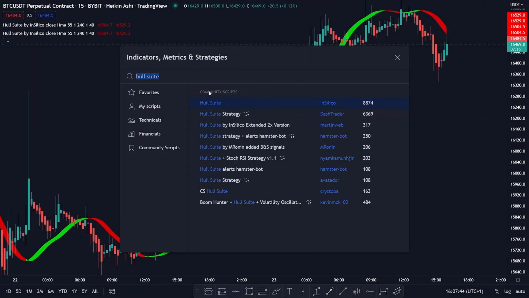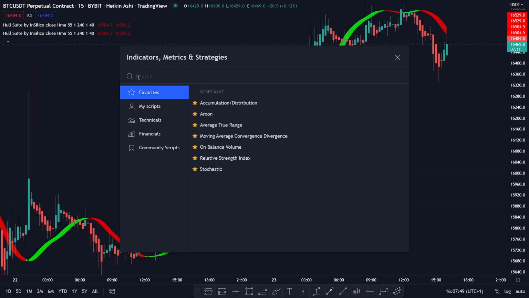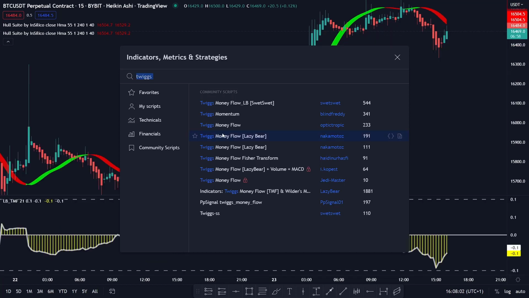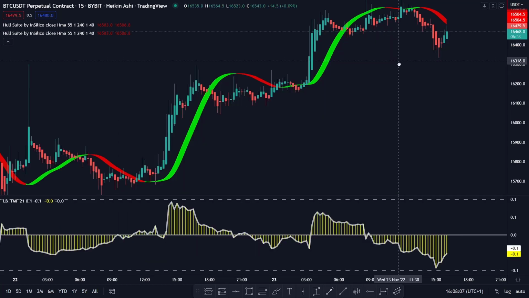Next, we add another indicator by typing Twiggs and add the one by Lazy Bear to our screen. Now these indicators must be changed in some ways, so be sure to pause the video if the need arises. It is important you do exactly as I do.